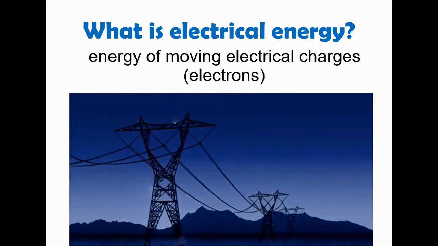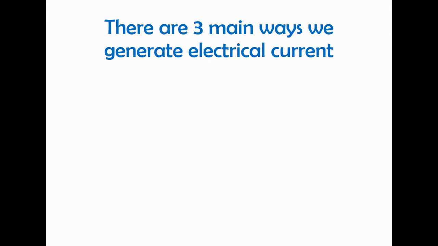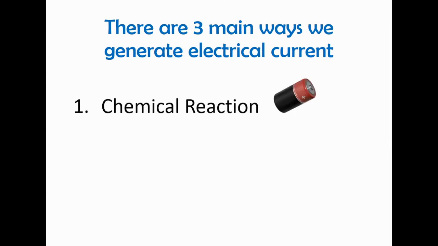The first question we have to answer is, what do we mean by electrical energy? Electrical energy is the energy of moving electrical charges. This is usually electrons moving in an organized way through some sort of conducting material, like a wire. So, how do we get those electrons to move?